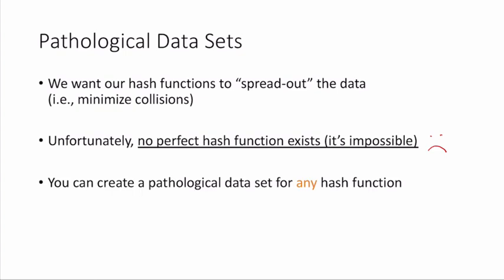Another way to summarize that is that you can always create a so-called pathological data set for any hash function. So if somebody constructs a beautiful hash function, you can always break it and say pick only the things that map to the same value every time.